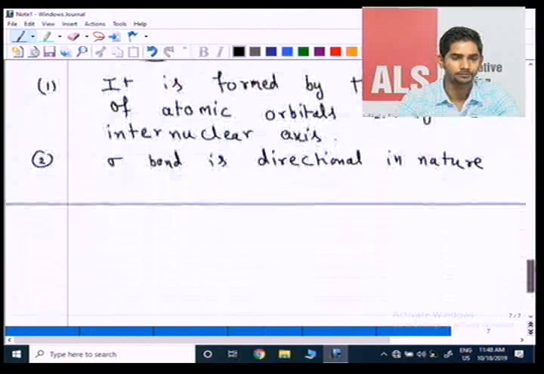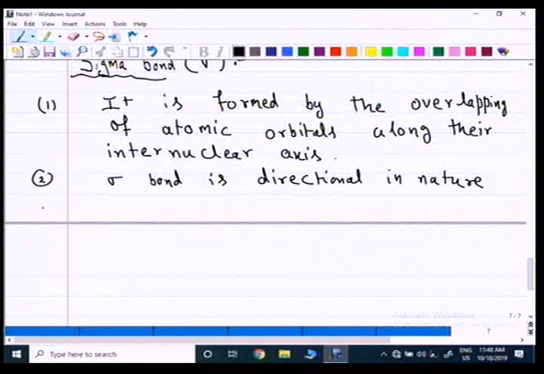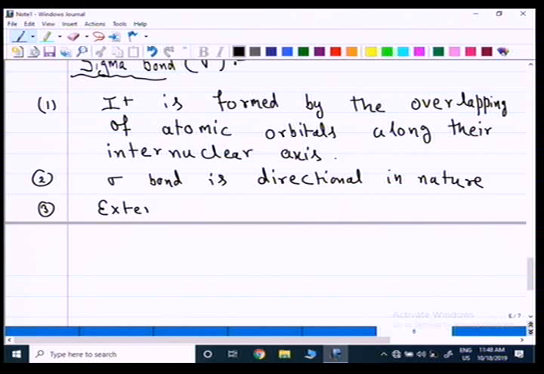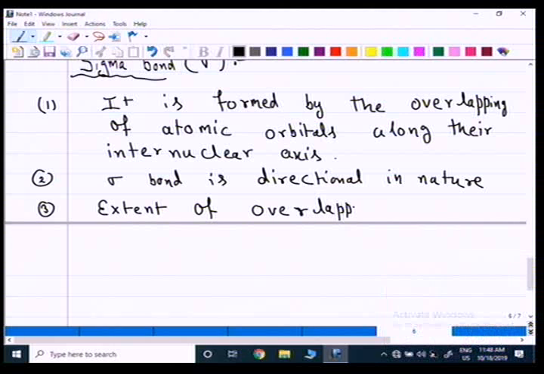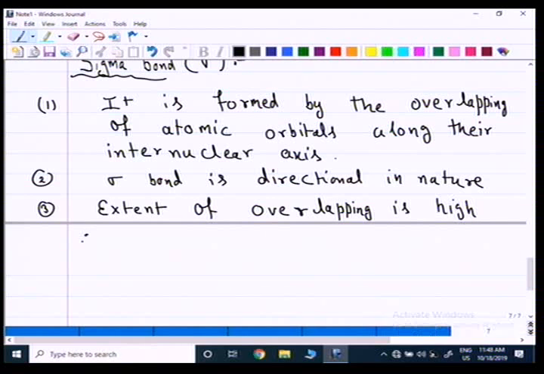Now, next point, extent of overlapping is high. Therefore, it is a stronger bond. Or we can say a strong bond.